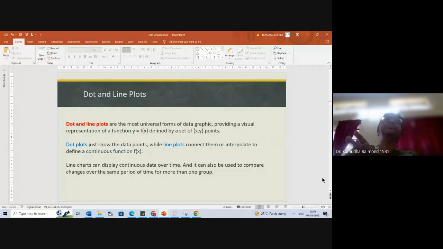and a marker. And generally line plots are very helpful for us to show continuous data. What is discrete data and what is continuous data? A discrete data, for example, the age of a person, is discrete data.